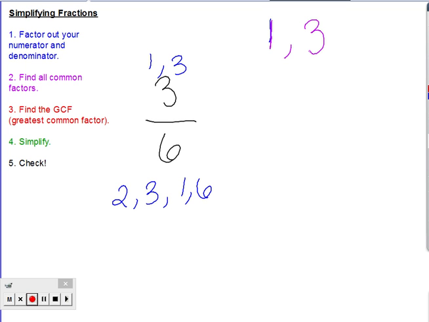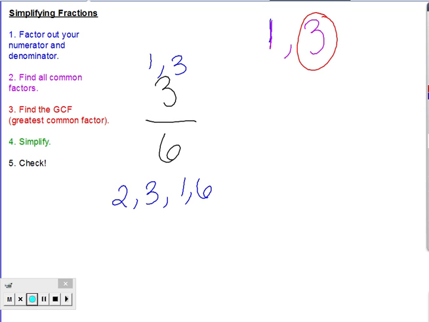Now, for step 3 in red, we need to figure out which one of our factors is the greatest common factor. We have to find the GCF, which is the greatest common factor. So out of 1 and 3, which one of those numbers is the greatest? 3 is the greatest. So 3 is our greatest common factor.